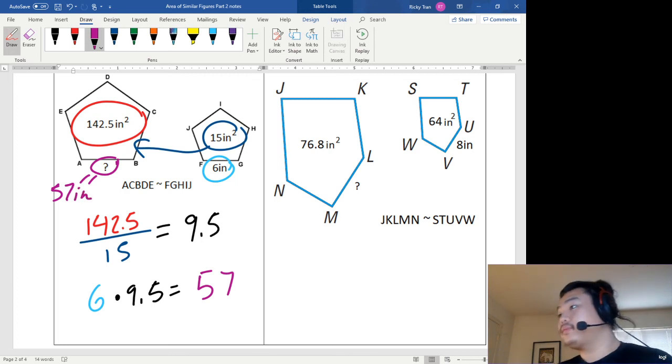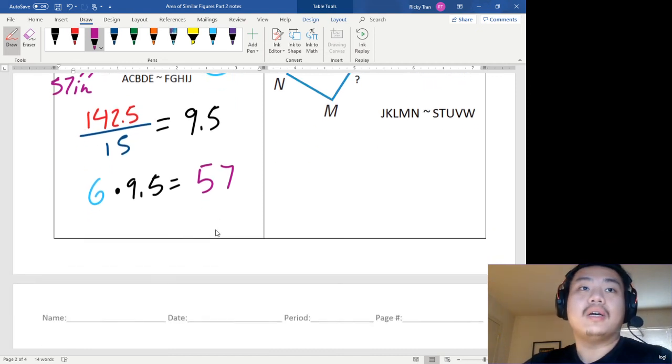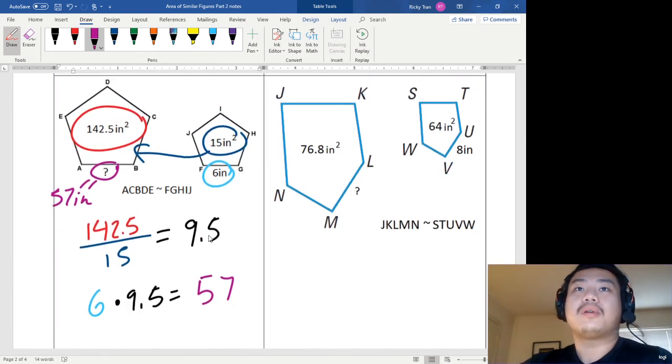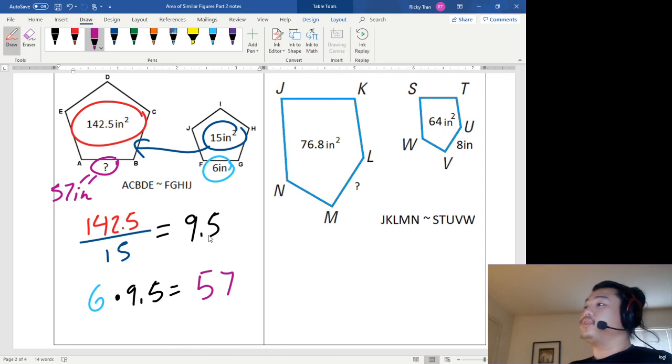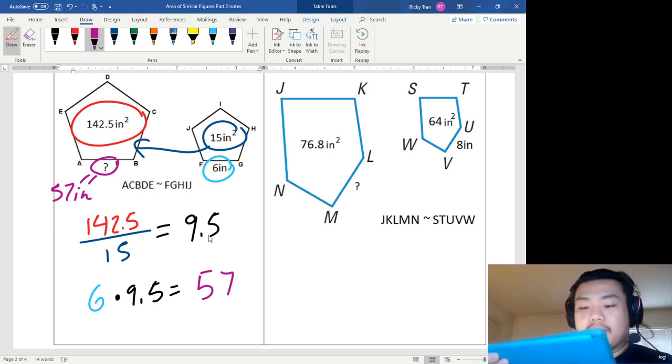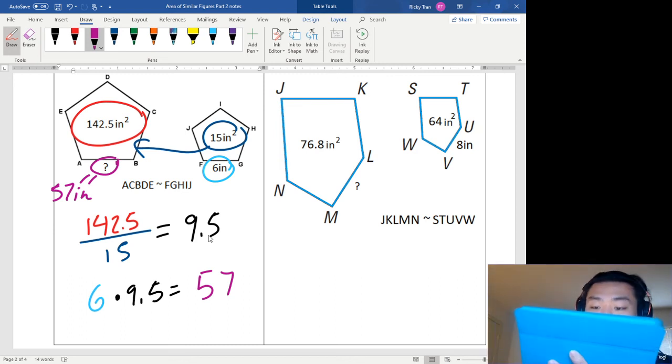Okay, on to our next problem. Oh look, it's our last problem. I feel like we went through this one pretty quick compared to yesterday. All right, but that's okay. If we have a short lesson, that's because you guys got this. You guys got this.